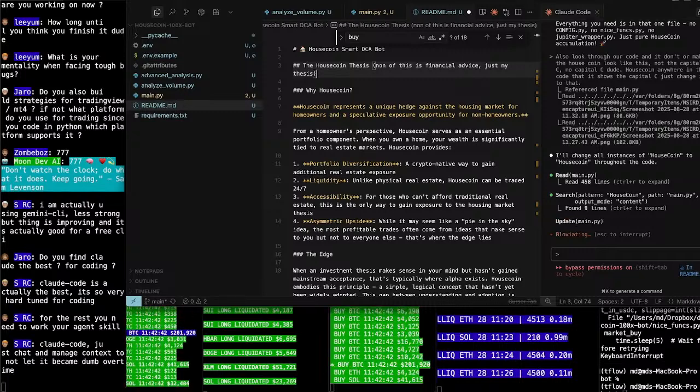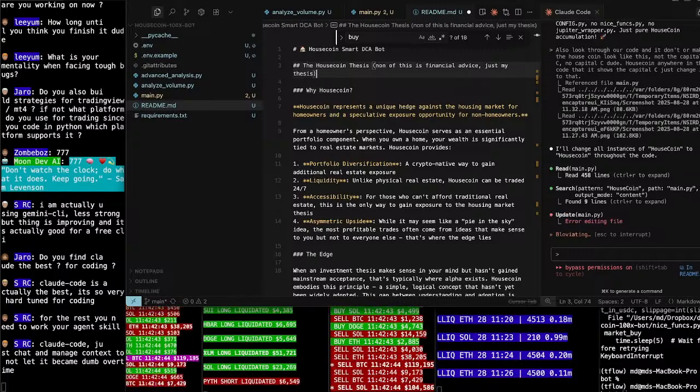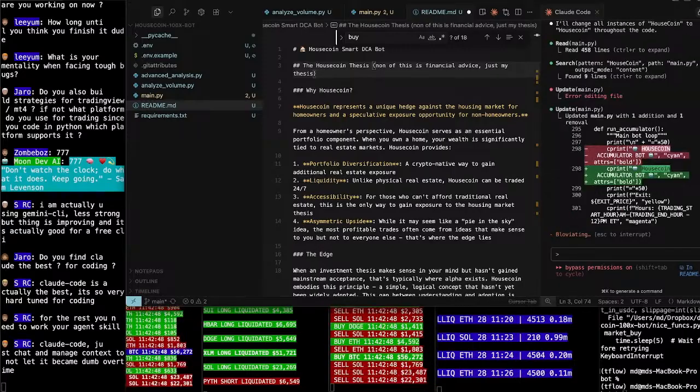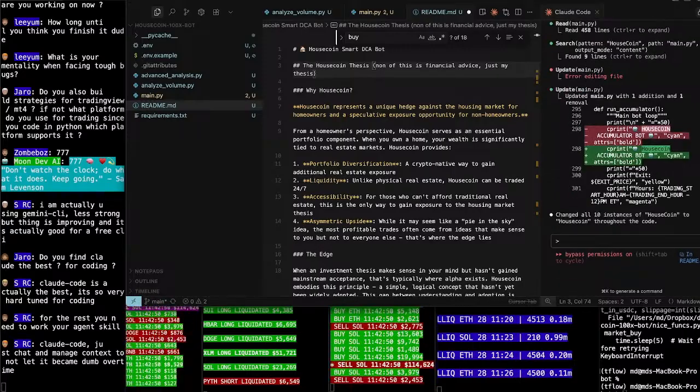For the rest, you need to work your agent skills. Claude Code, just chat and manage context, not let it become dumb over time. Change all 10 instances, perfect.